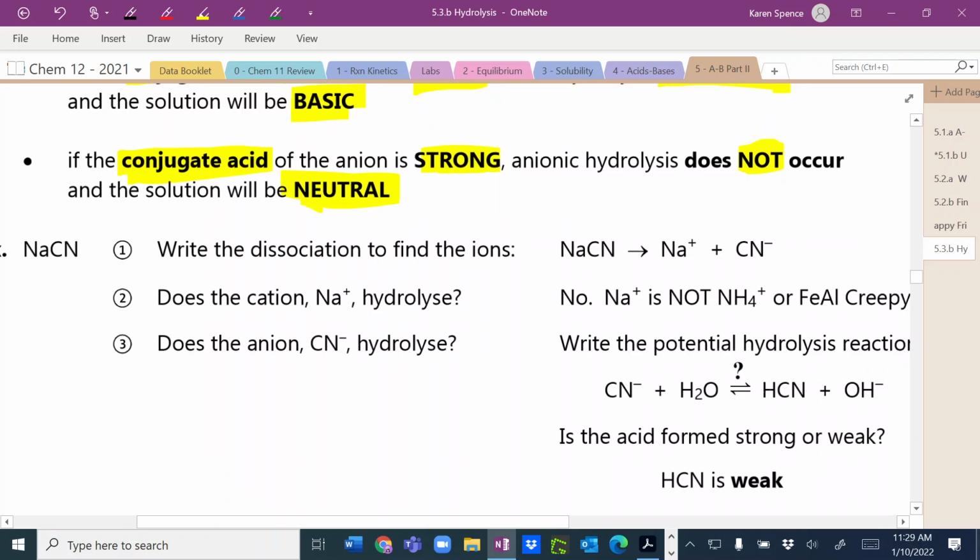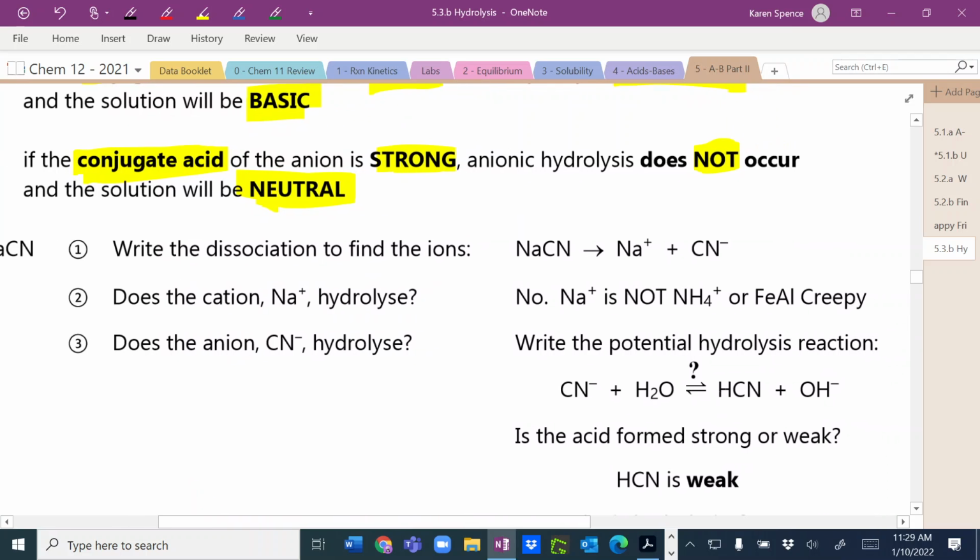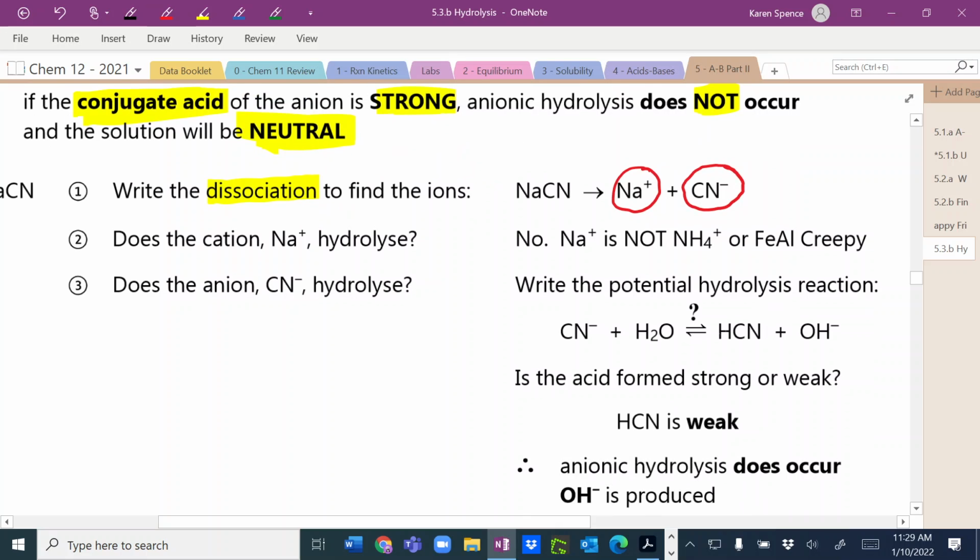So looking at NaCN, first thing you do is the dissociation. So who are my ions? I get Na+ and I get CN-. Then you're going to look at the cation and ask, does it hydrolyze? Does it react with water?